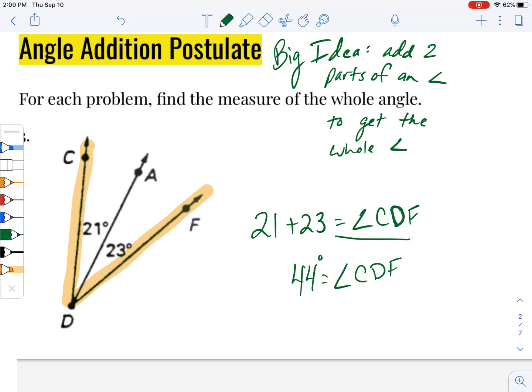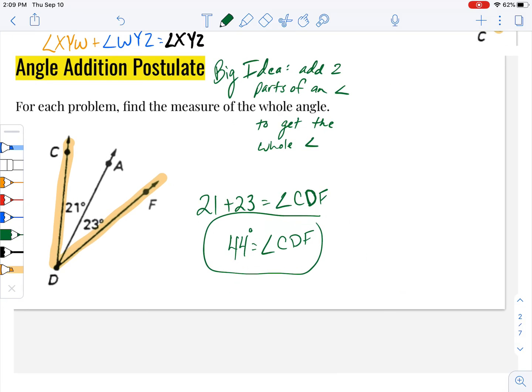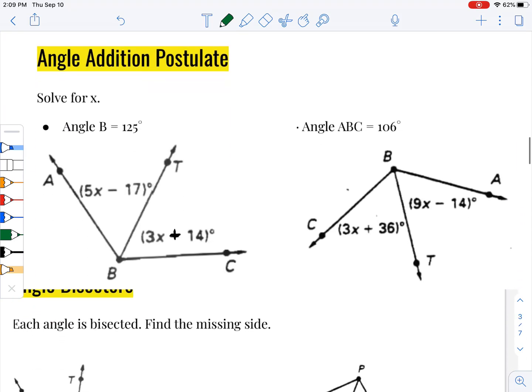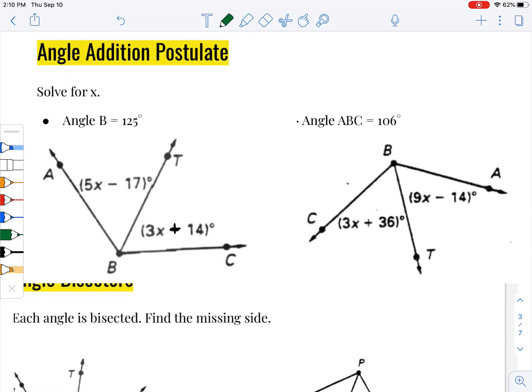So angle CDF is 44 degrees. Now, just like our segment addition postulate, we wrote out segments where we had expressions like this. We put variables in it. So the first thing you need to look for whenever you see expressions like this is, do I have a measure for the big angle? And in both of these, we do.